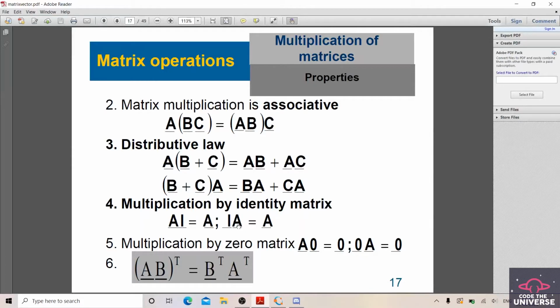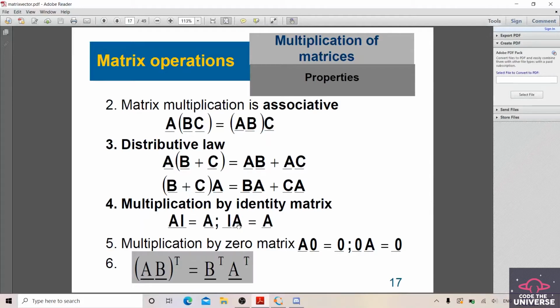Continuing, however, this one below is an important property in general for matrices. That is that when you're going to take the transpose of the product of two matrices, then it's just going to be B transpose A transpose. So let's say AB the whole transpose will be B transpose A transpose. Hope you make a note of that. Just keep it in mind.